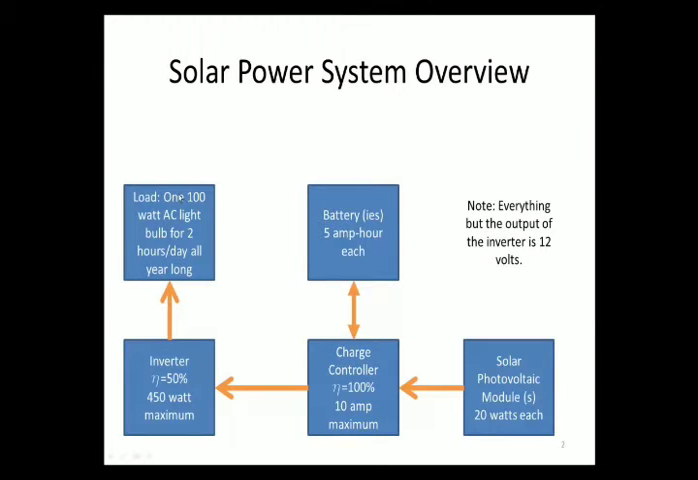Right now, in this example, we're going to be using a 100-watt AC light bulb. And we're going to be using it for 2 hours a day all year long.